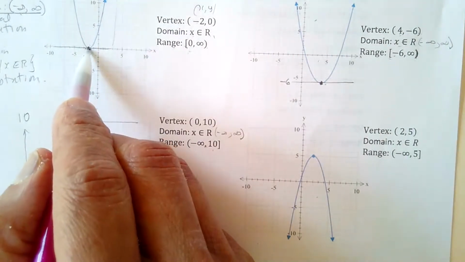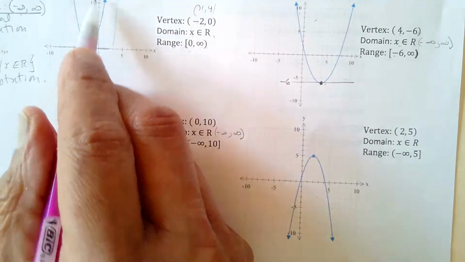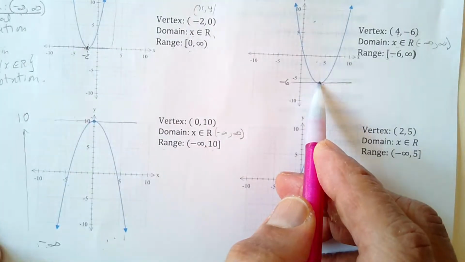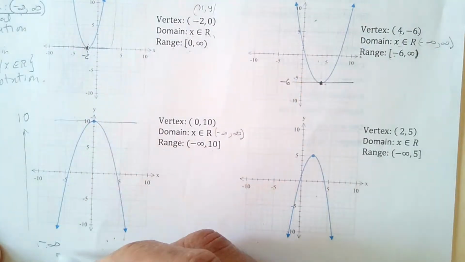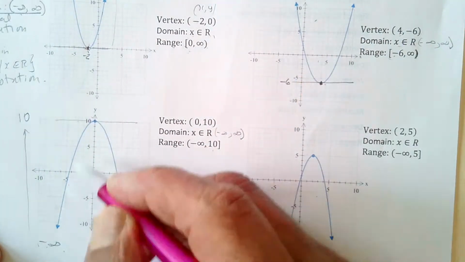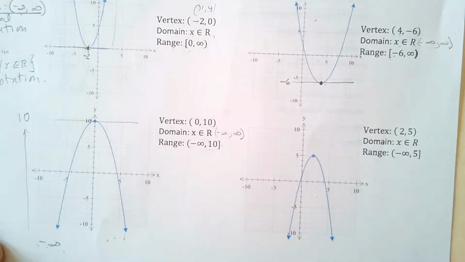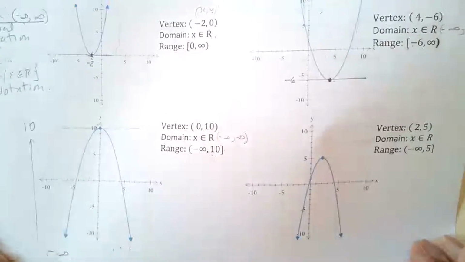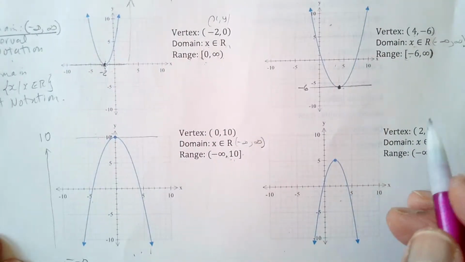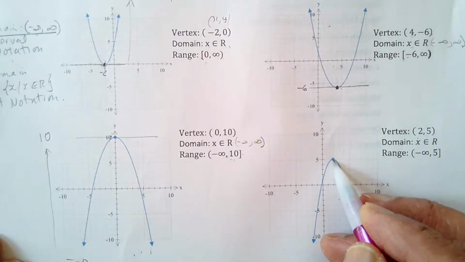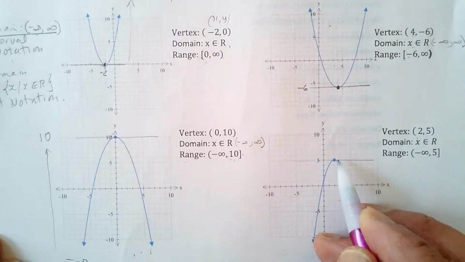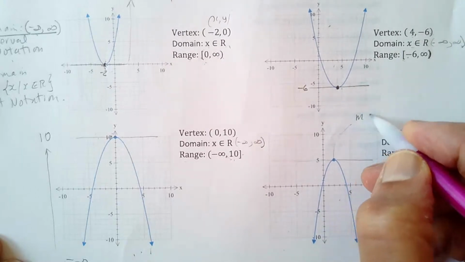Here, the range is from 0 to infinity. Here's -6 to infinity. Now, it's from negative infinity to 10. And it includes 10. The vertex is 2, 5. So this is my maximum point. You can hear it's a maximum point.